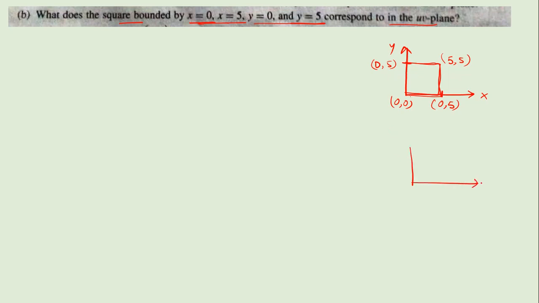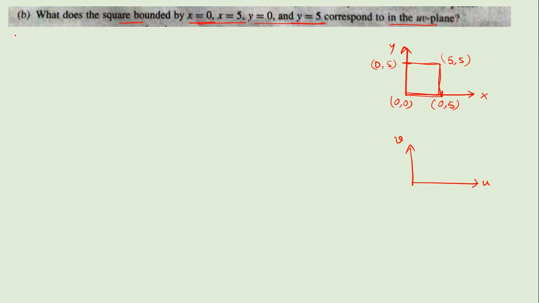Next, what does the square bounded by x equal to 0 to x equal to 5, y equal to 0 to y equal to 5 correspond to in the uv plane? So in the xy plane, the square changes from 0 to 5, and y also 0 to 5. In the xy plane this will be like that. This coordinate will be 0 0, this coordinate will be 0 5, this is 5 5, this is 5 0. Okay, we got the four coordinates. In the uv plane, if you take this as the u axis and this as the v axis, what will be the nature of this square? Just evaluate this.